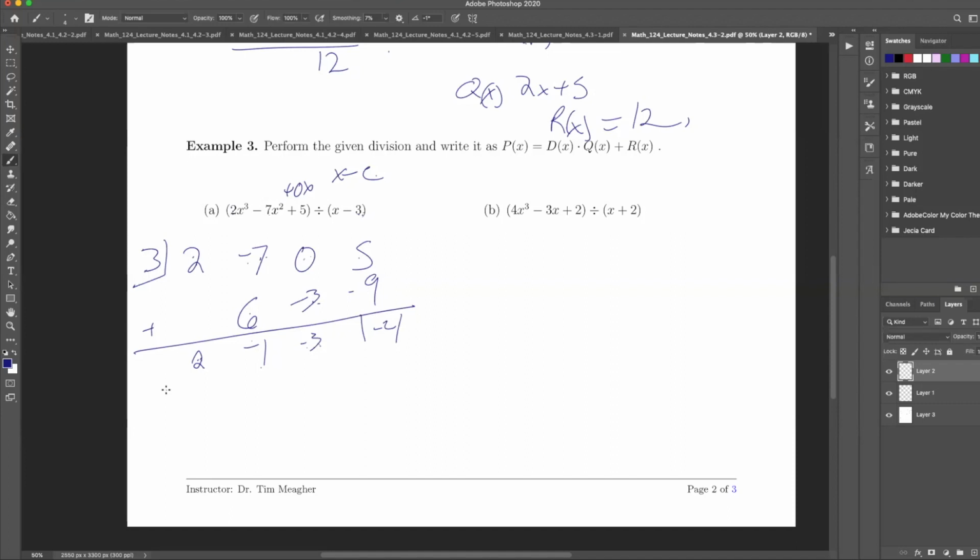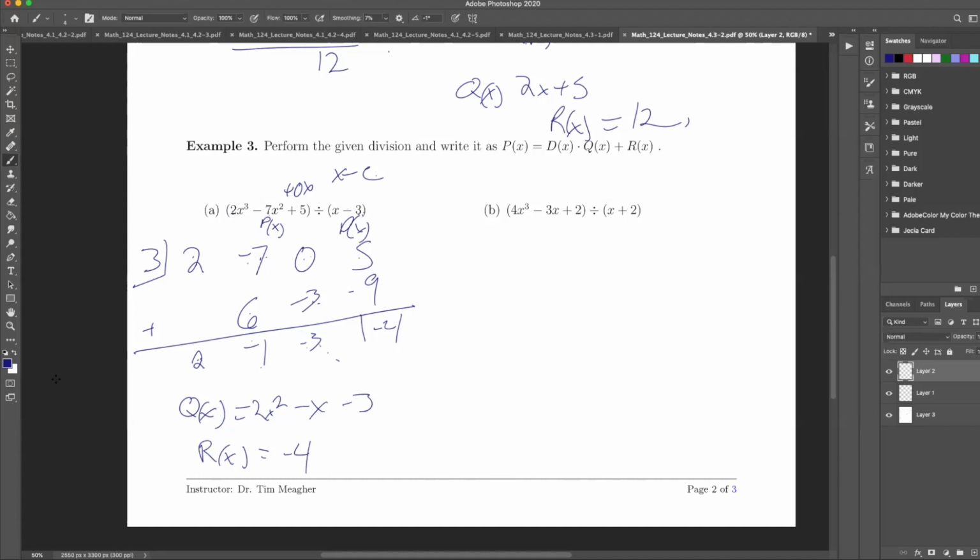And then you just read this backwards. So my q of x is equal to, this is my constant term, so minus 3. This is my x term, so minus x. This is my squared term, so this would be 2x squared. So you read it backwards. And my remainder here is minus 4. This is my p of x, and this is my d of x. So here you have all your parts.